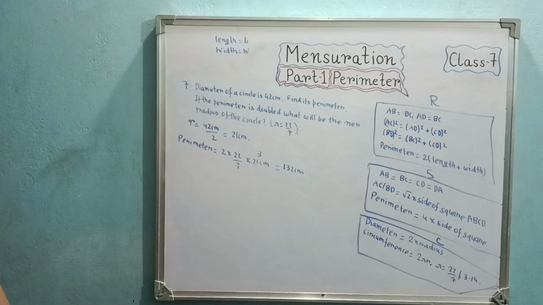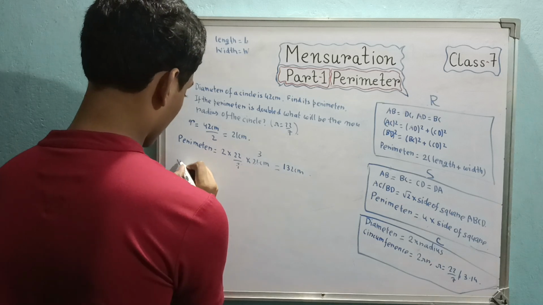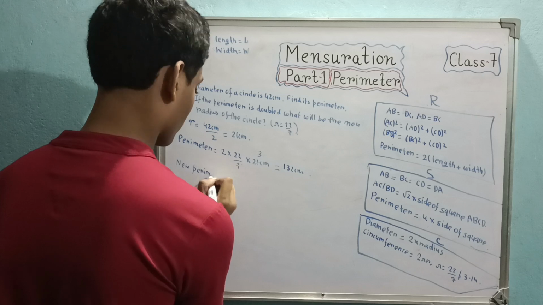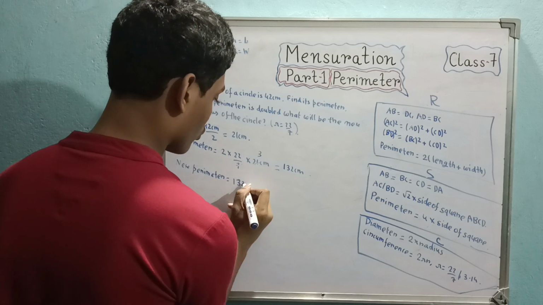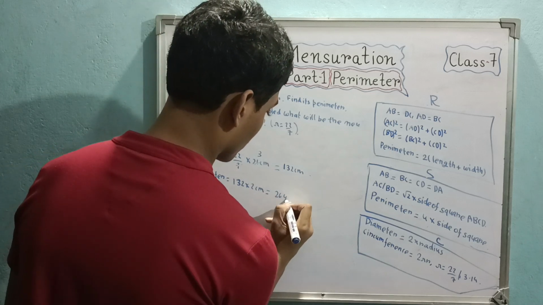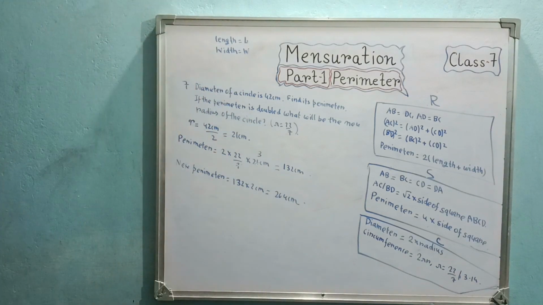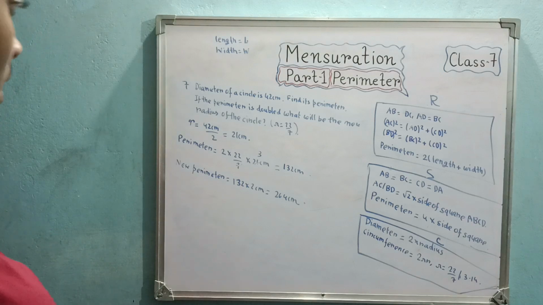Okay. Now, they are telling the perimeter is doubled. So the new perimeter, what is it? 132 into 2 centimeter. Double, right? Equal to 264 centimeter. Then, what will be the new radius of the circle? Now again, we have to find the new radius.